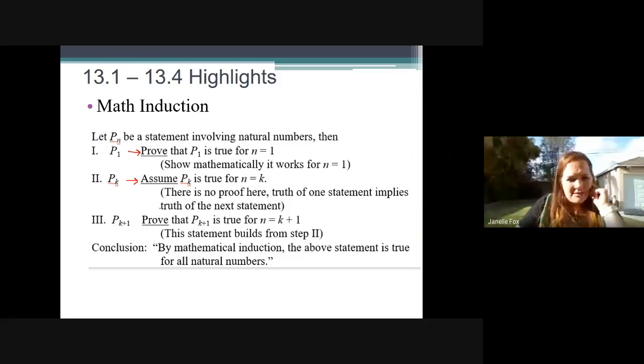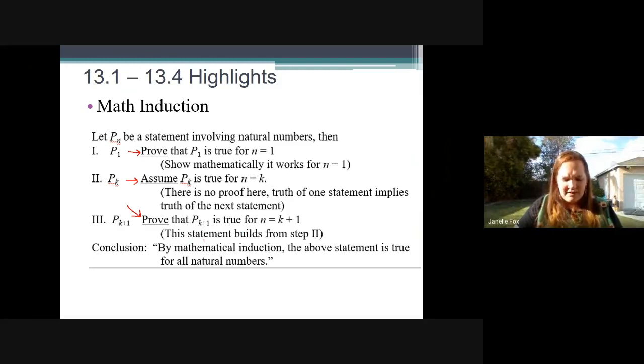Then the hard part comes in down here. It's really not the hard part. It's just the most complicated part, I guess you could say. So you're just going to get revved up, and you're going to make sure it works. You're going to write down prove p sub k is true for n equals k plus 1. And then you're just going to build.